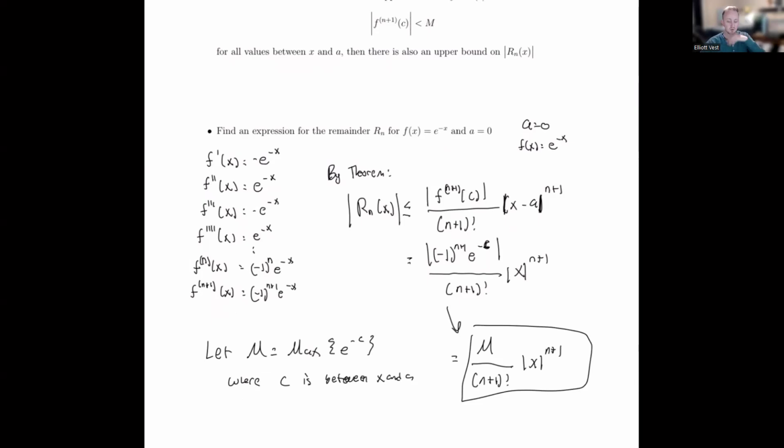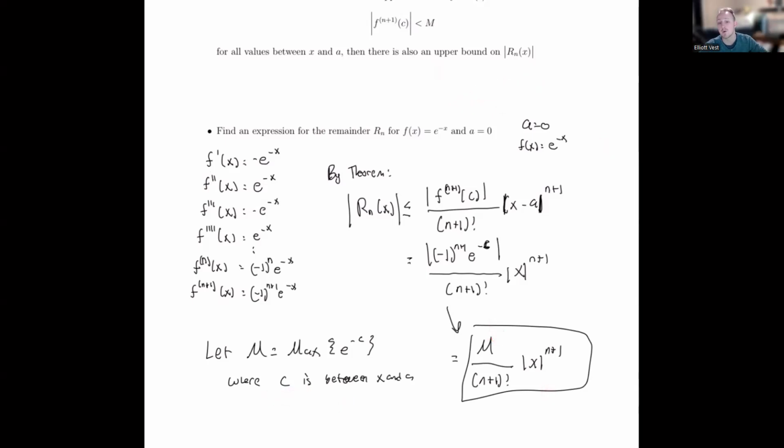If I'm looking to approximate like e to the negative 0.05 or something like that, then I know what my x is, I know what my a is, I can figure out the c that is the max value between those two numbers, and then I can actually plug in an actual value and get a remainder term. But in this case, it's just looking for an expression.